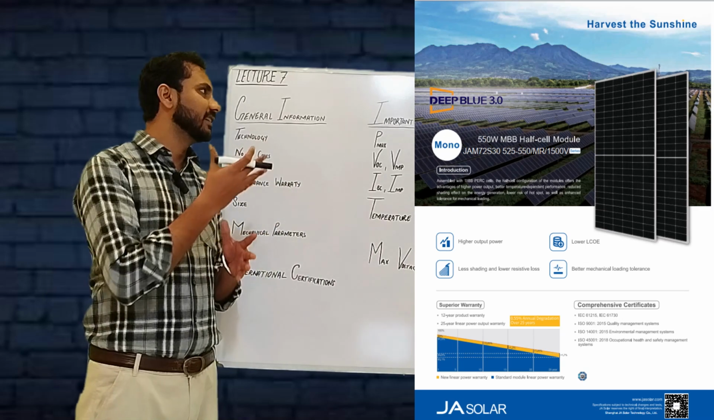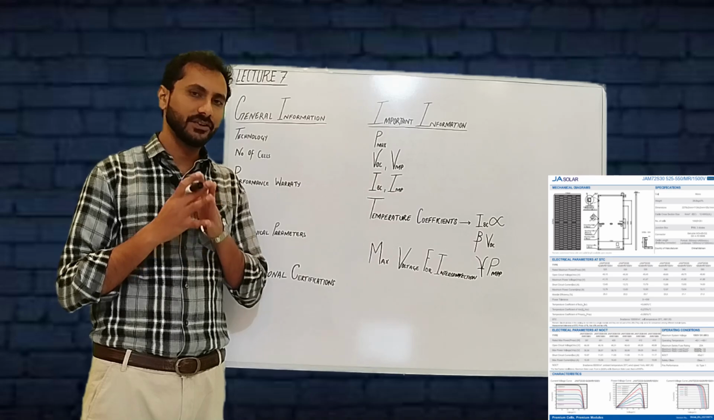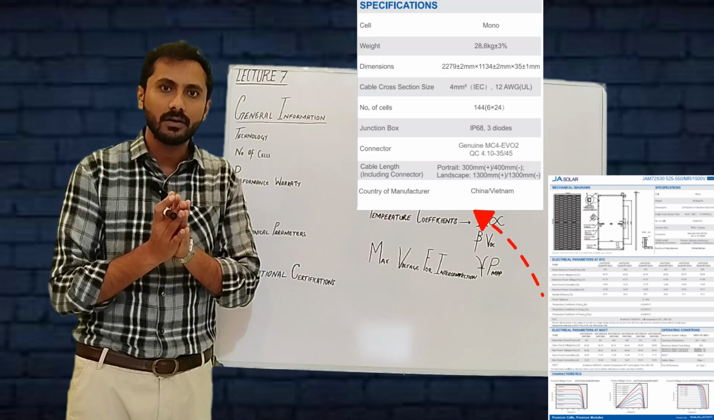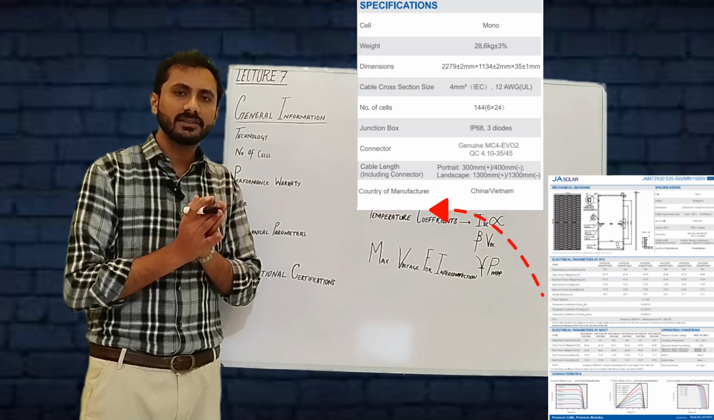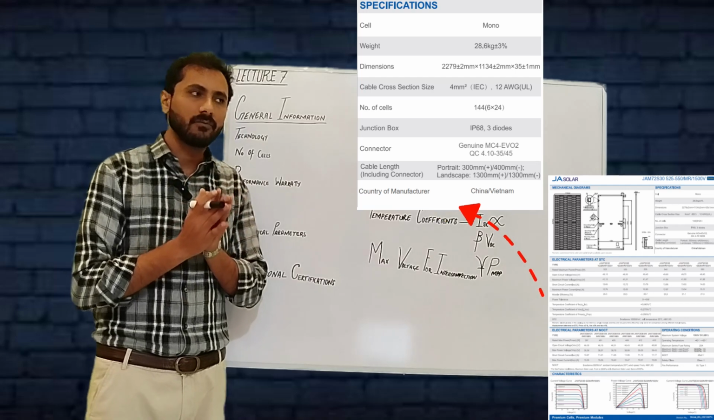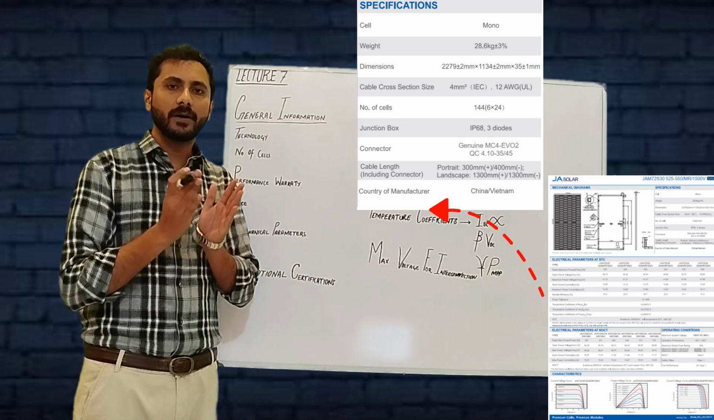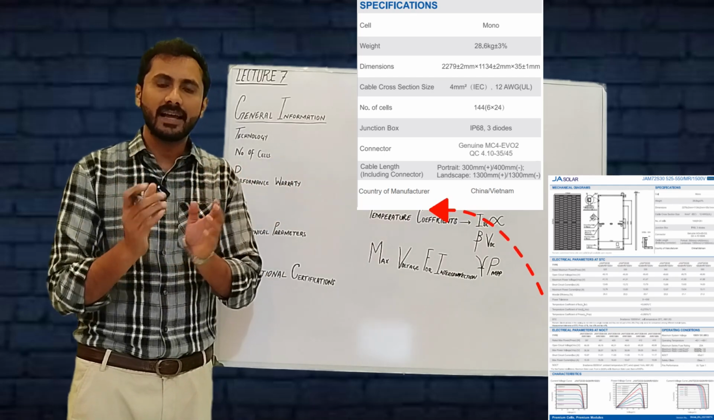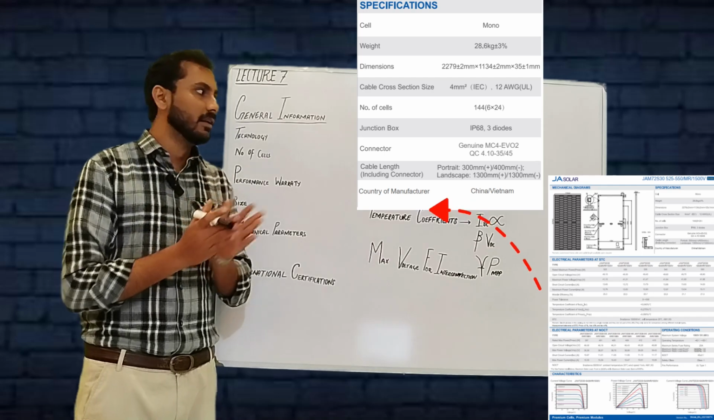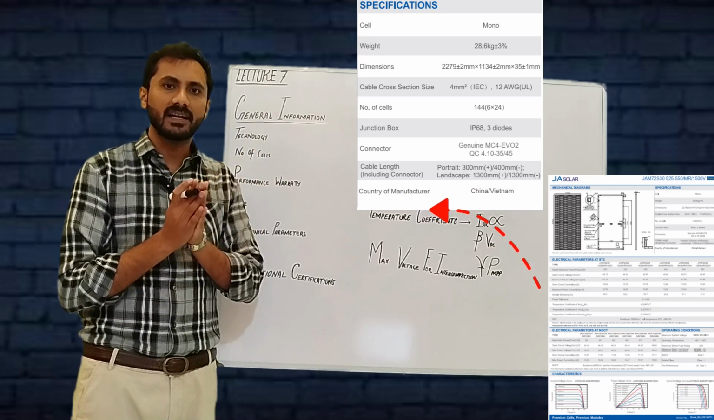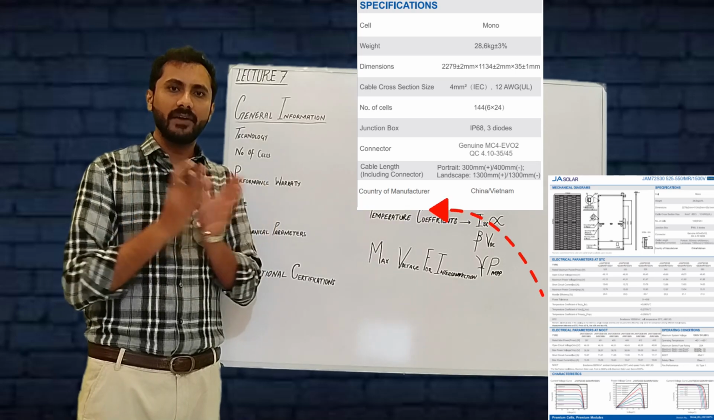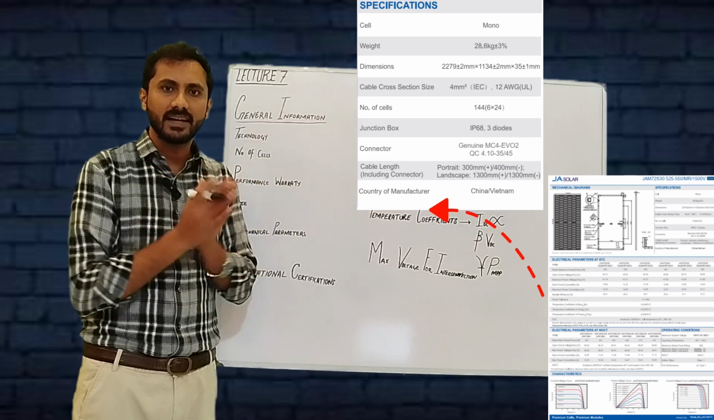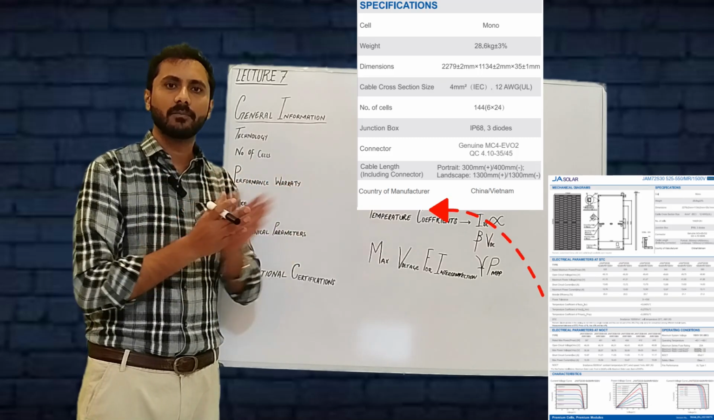In the datasheet, we can see that they have provided the mechanical specification of this PV module. For this PV module, the number of cells is 144. The cell technology is mono PERC technology. The weight of the solar panel is 28.5 kg. The length of the solar panel is 2.279 meter, whereas the width is 1.134 meter, and the depth of the frame is 35 mm. The cable that they have provided with this solar panel is 4 mm. The length of the cable varies according to our requirement. Sometimes our requirement is for just 300 mm, and sometimes we need up to 1.3 meter.